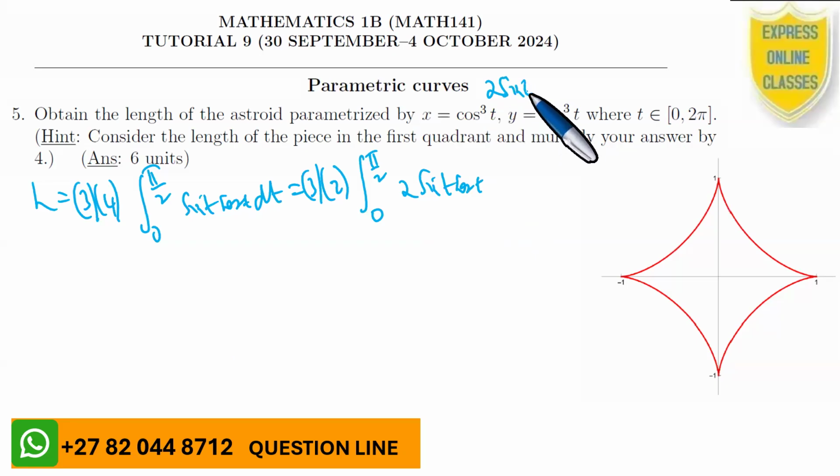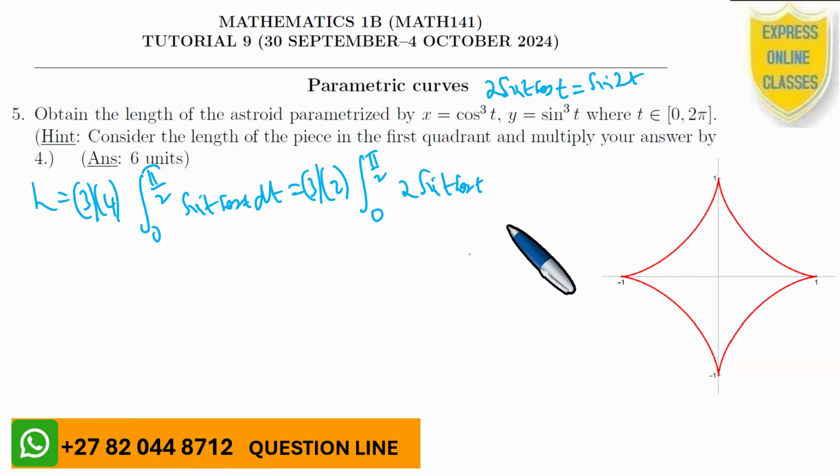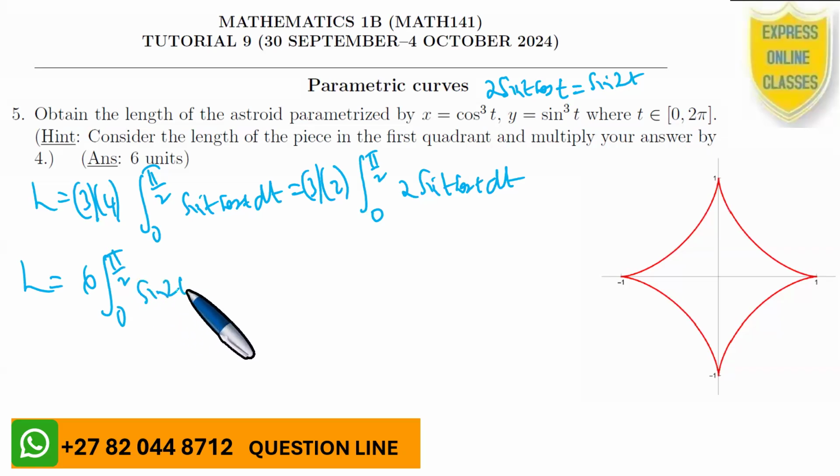But 2 sine t cosine t is equal to sine 2t. This is a double angle formula. So we have dt. Then you have 6 times the integral from 0 to pi over 2 radians of the sine of 2t dt. The integral of this becomes the same as what? The integral of sine 2t becomes negative 1/2 cosine 2t.